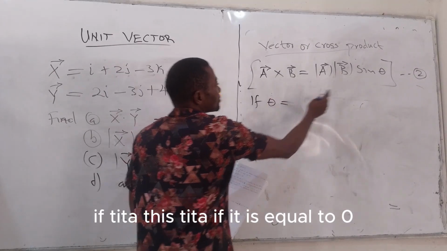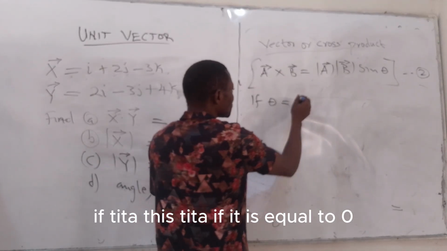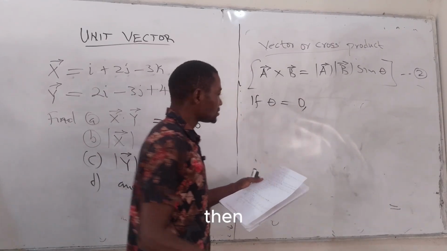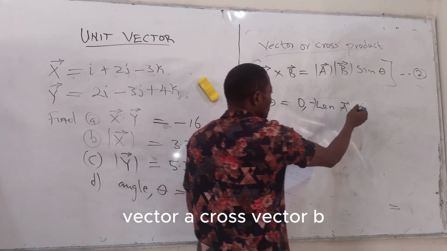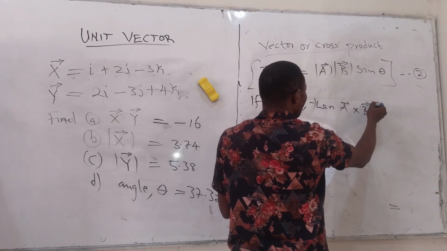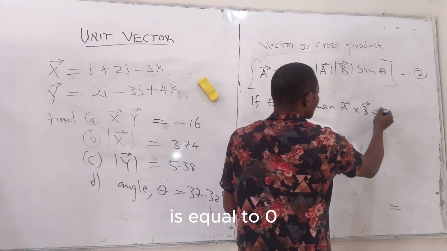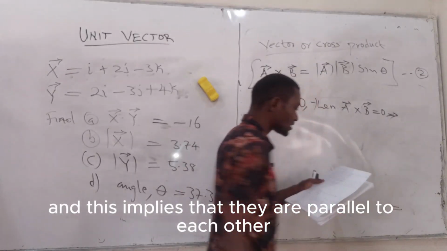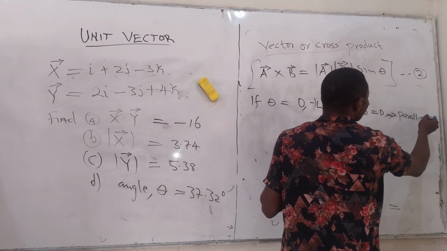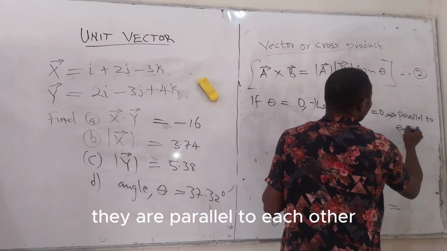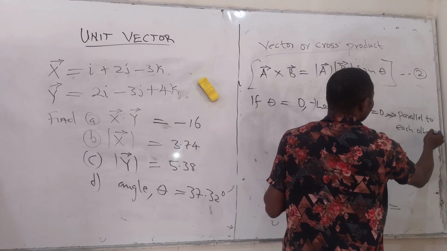If theta, this theta, is equal to 0, then vector A cross vector B is equal to 0. And this implies that they are parallel to each other.